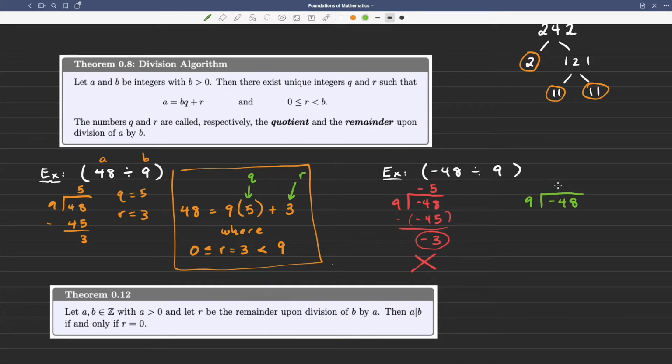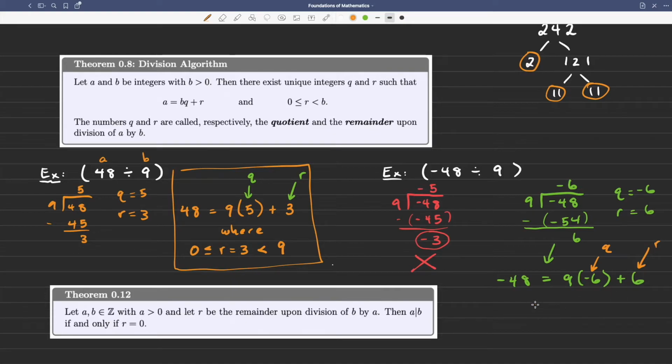You need to overshoot by 1 when you're dividing into a negative number, so it would go negative 6 times, and then you'd have negative 54 here, and now when you subtract that, you actually end up with a positive remainder of 6. So now your Q is equal to negative 6, and your remainder is equal to positive 6, and you see from this that the dividend, negative 48, is equal to the divisor 9 times negative 6 plus the remainder 6. Negative 6 here is your Q, and this is your R.